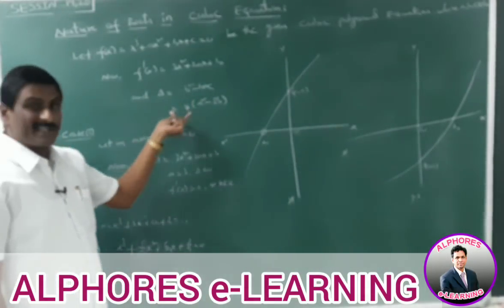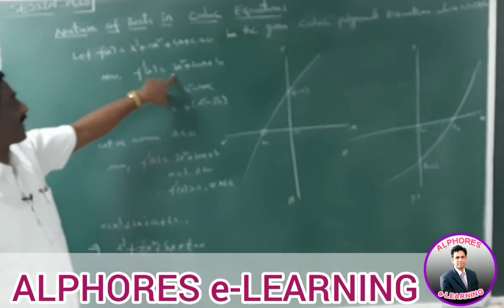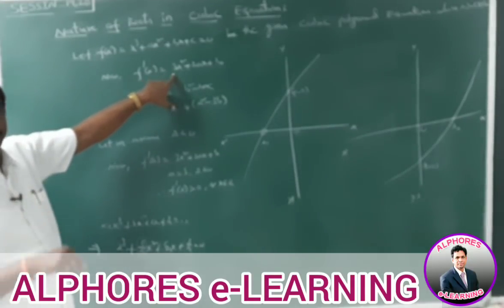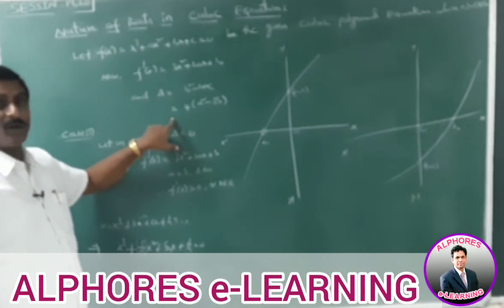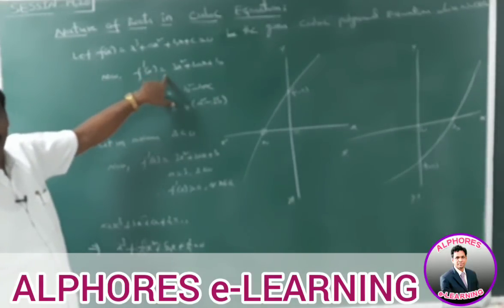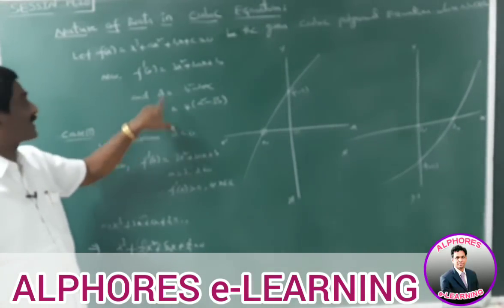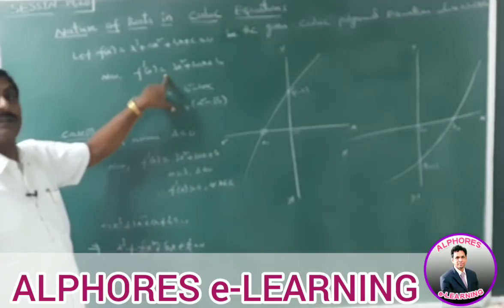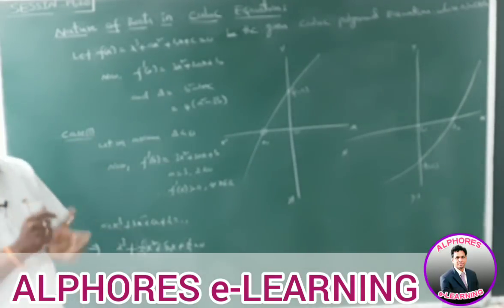If this delta is equal to 0, the roots of f dash x is equal to 0 are real and equal. If delta is less than 0, the roots of f dash x is equal to 0 are imaginary. If delta is greater than 0, the roots of f dash x is equal to 0 are real and distinct. So we get 3 possibilities.